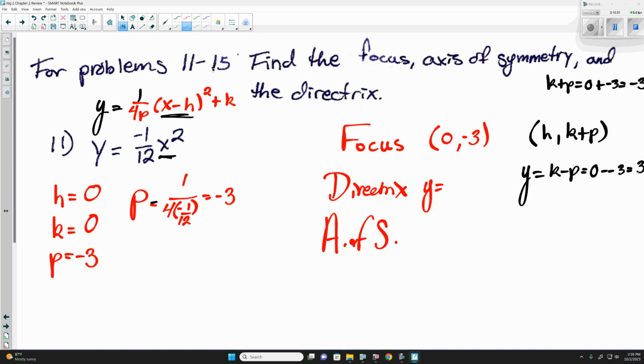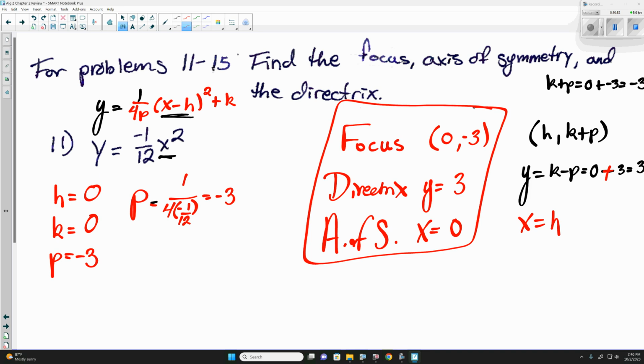Now we do need to find the directrix, which is y equals k minus p. So 0 minus -3. Negative negative makes a plus. Y equals 3. And the axis of symmetry is x equals h. Well, our h value is 0. It didn't ask for it, but what is the vertex for this here? 0, 0, h comma k. Just make sure you don't flip the h and k values for that. Any questions on any of this here?